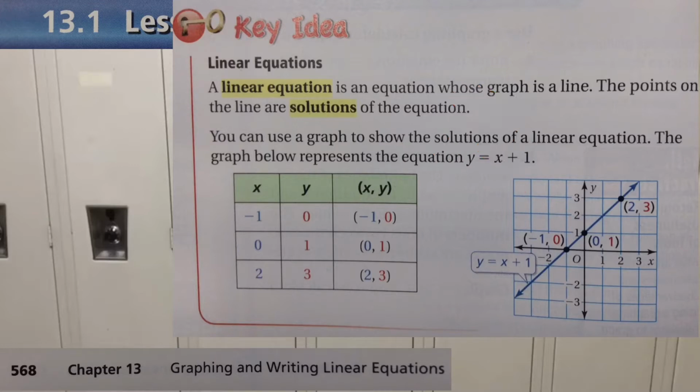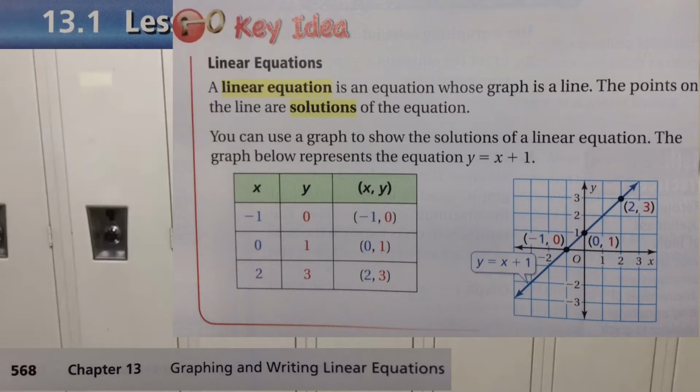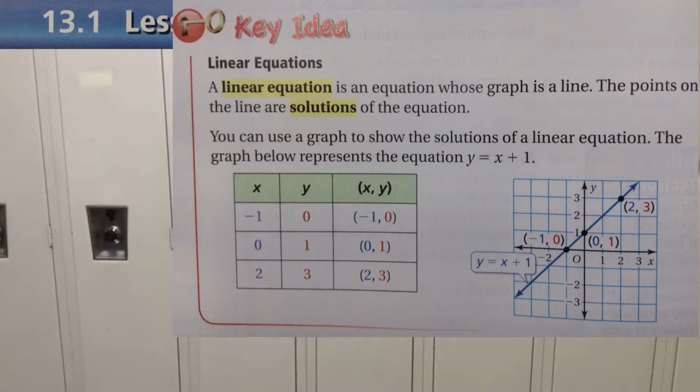The graph below represents the equation y equals x plus 1. So the first thing we do is we make a table, an XY table, and then we have a third column which is for (x, y). Remember, an ordered pair, (x, y), is used to locate a point in a coordinate plane. So we get to plug any values we want in for x. In this example, we plug in -1 for x.